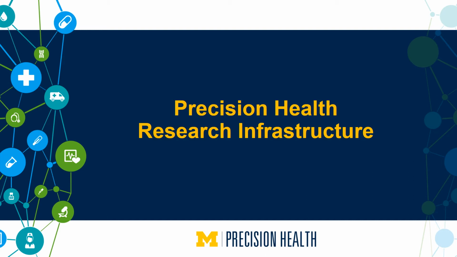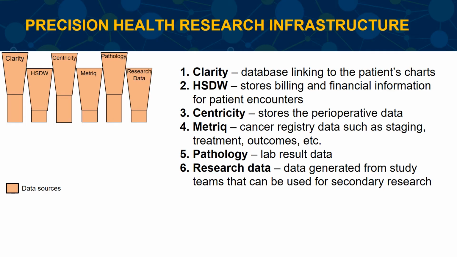It's important to learn about the different data types and how they all communicate together. There are many sources of data in which we get our clinical data from for research. Most of these can be seen in a patient's chart. Clarity is the database that links with the patient's charts.